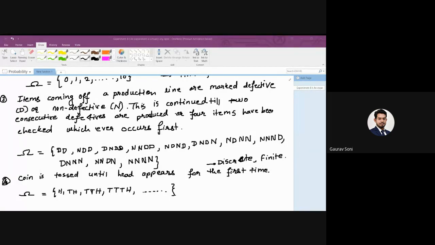Akanksha, what is the sample space here? Sir, it's infinite. Discrete or continuous? Continuous. Sir, HHT will not come. You tell me, will it come? No, it's the first time. Yeah, it will not come.